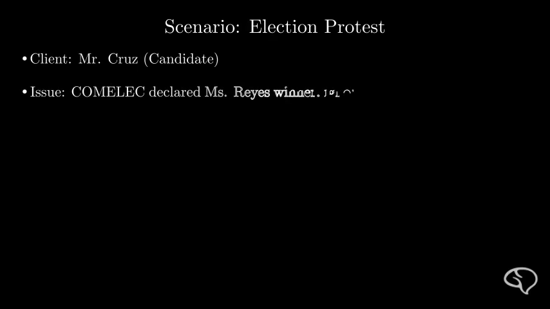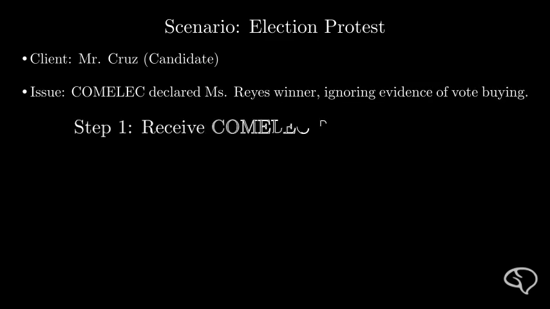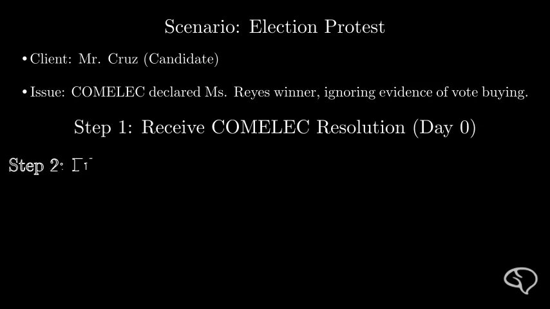Let's put this all together with a hypothetical scenario. Imagine you are a lawyer representing a candidate, Mr. Cruz, who lost a local election. Comelec has just issued a resolution declaring your opponent, Ms. Reyes, the winner. You believe Comelec committed grave abuse of discretion by ignoring crucial evidence of vote buying. What are your steps? First, you receive the Comelec resolution. You have 30 days to act.